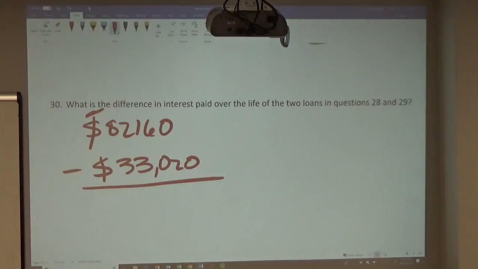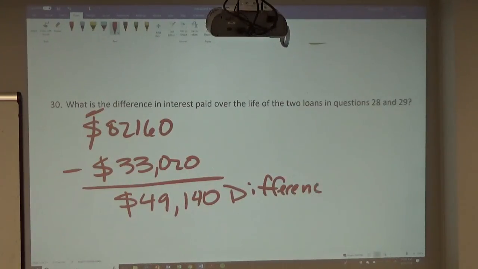$82,160 minus $33,020. That gives us a difference of $49,140 between those two loans. So by going for that 15-year note in number 29, they would save $49,140 in interest.